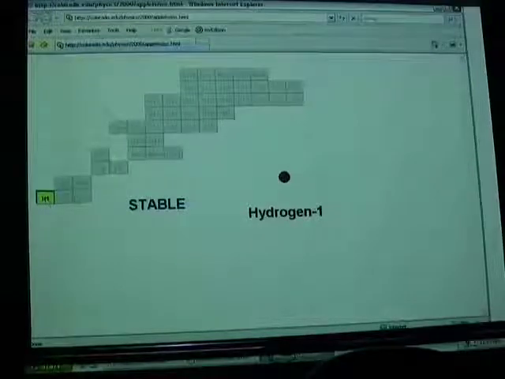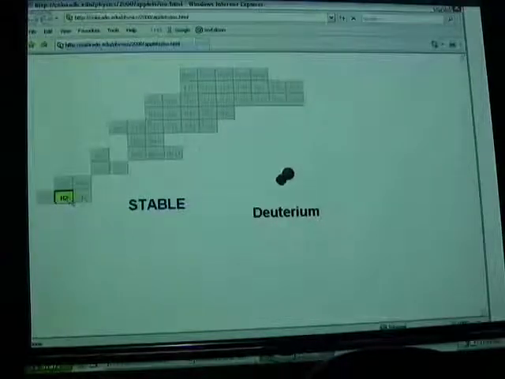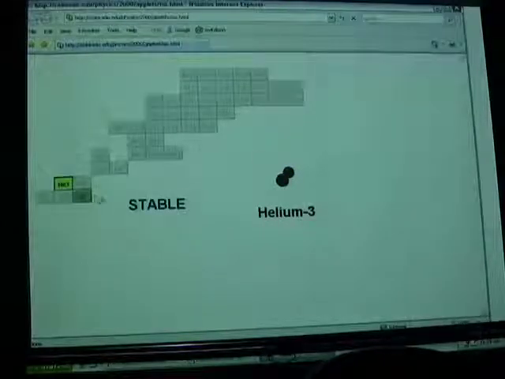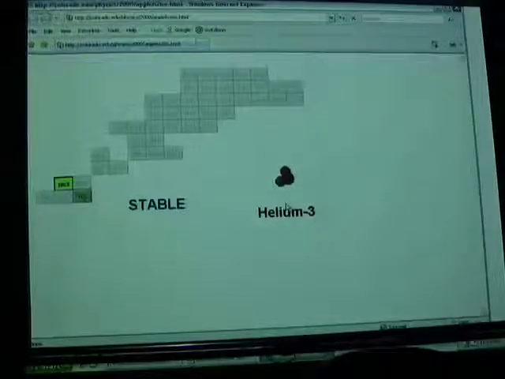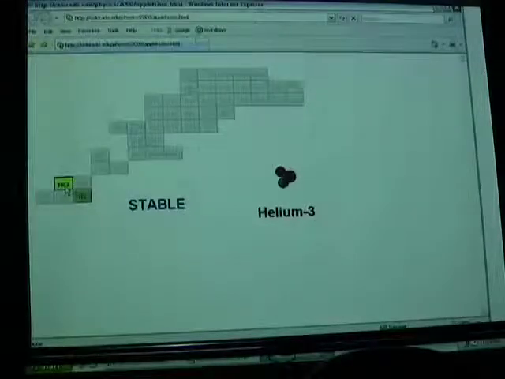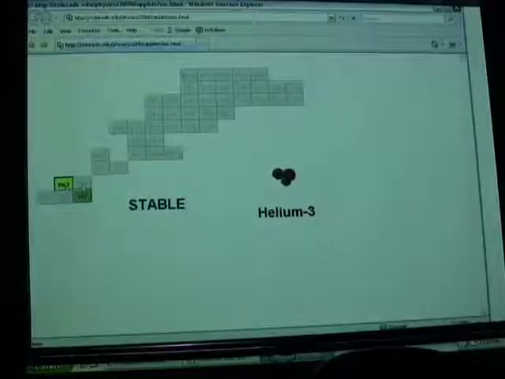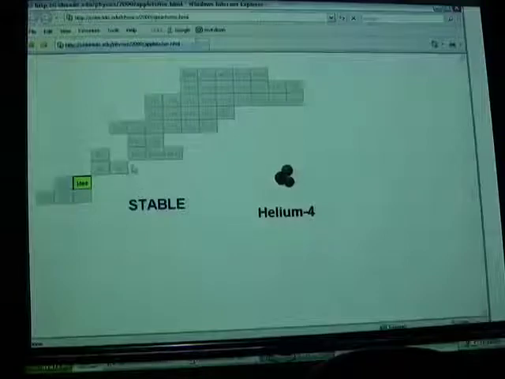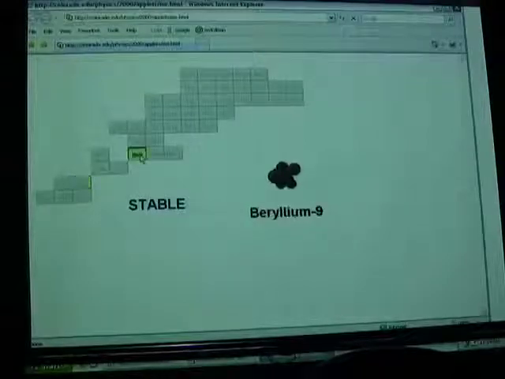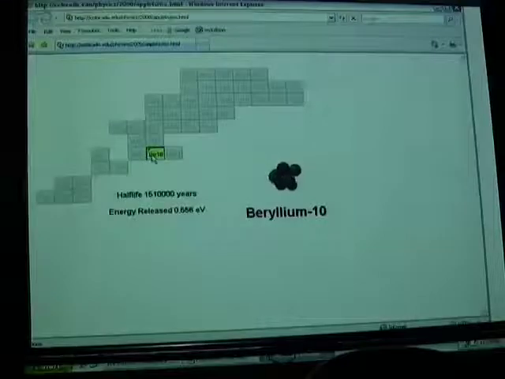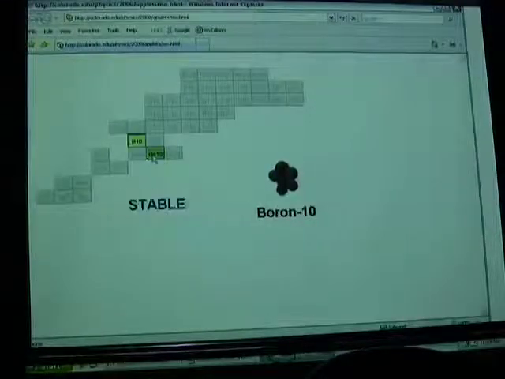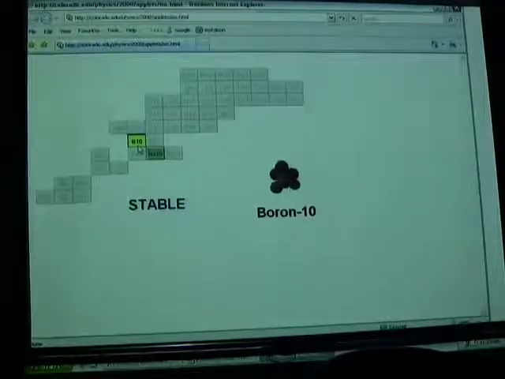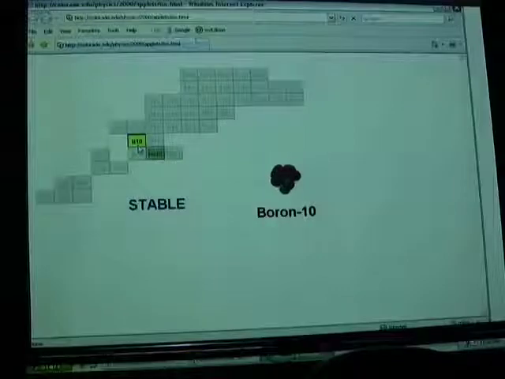Hydrogen, normal hydrogen is stable. Deuterium is stable. How about tritium? Look at this. Tritium is radioactive. It gave rise to a beta and became helium actually. Now, how about helium-4? That is a stable isotope. Let's go and look at beryllium. That is stable, but that is unstable. It emitted beta and gave rise to beryllium-10, boron-10.